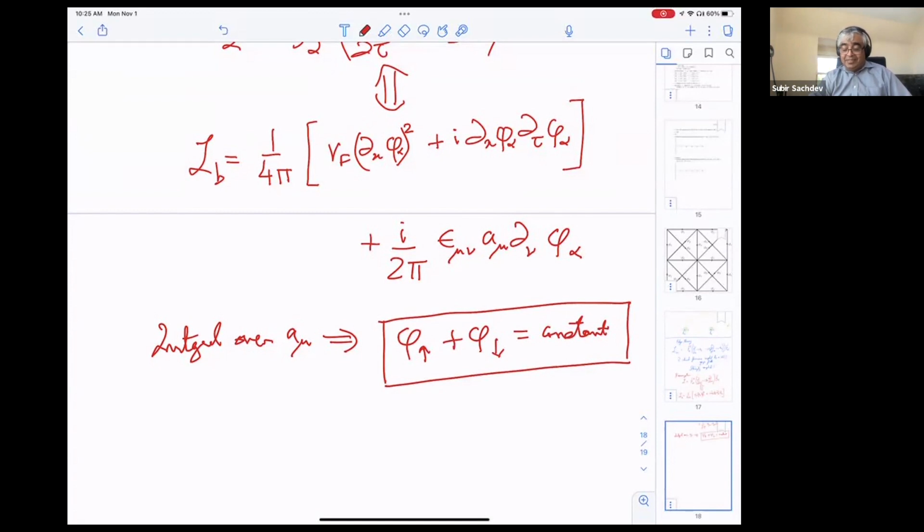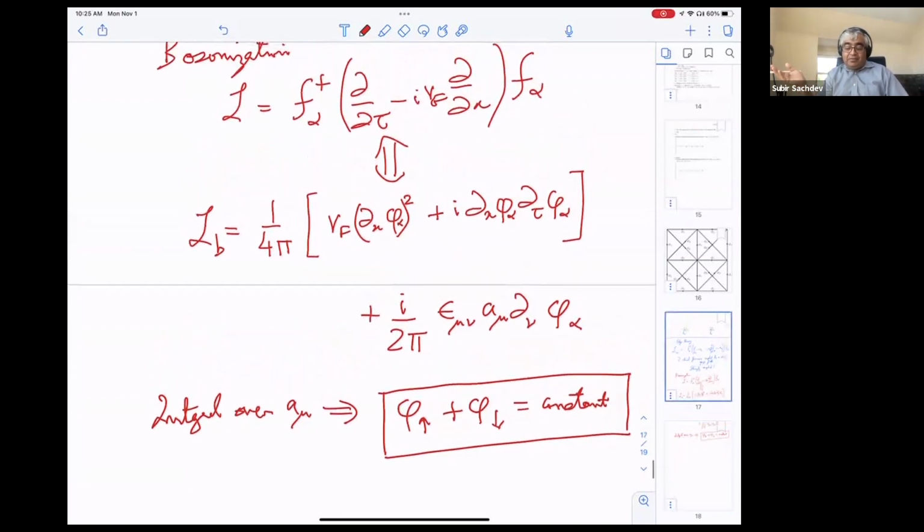It's also very satisfying because the gauge field began its life as a way of imposing a constraint, the constraint that f dagger f equals 1. And now in the continuum, it's doing something like that, but it's something we can now deal with exactly. We can just impose a constraint, phi up plus phi down equals constant.